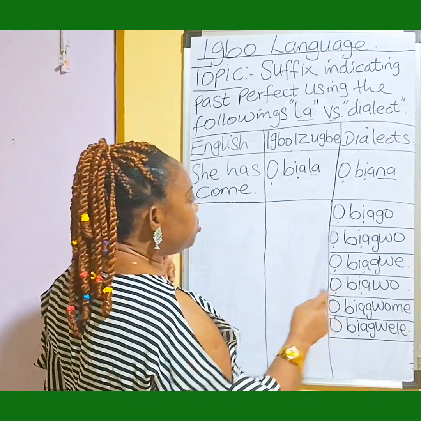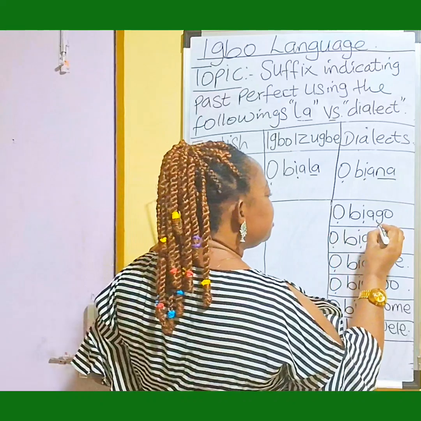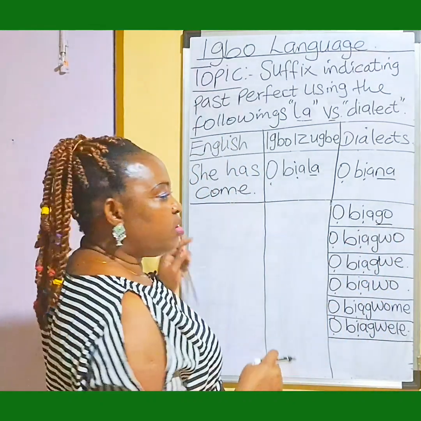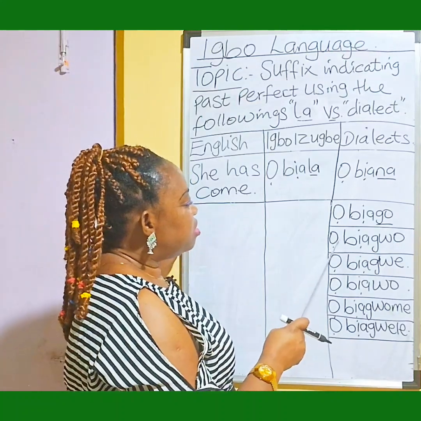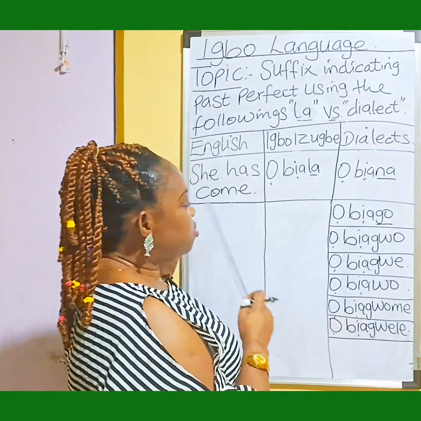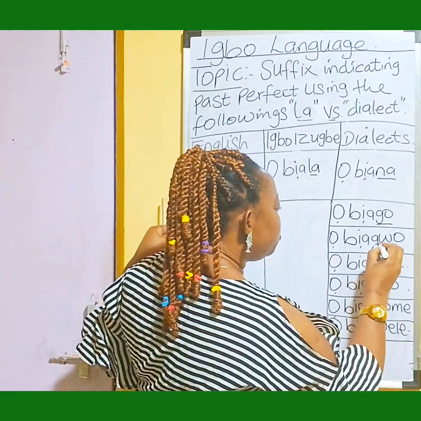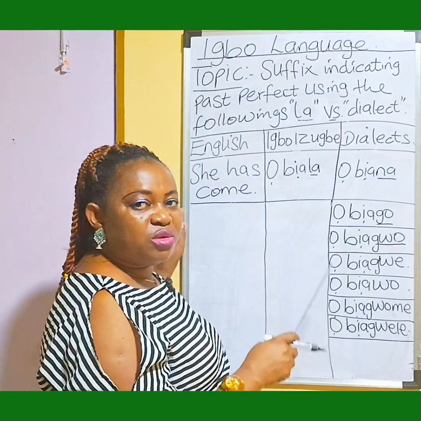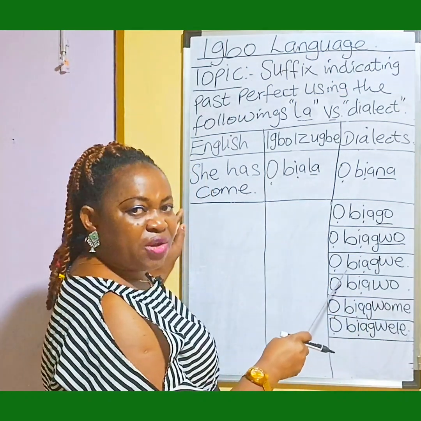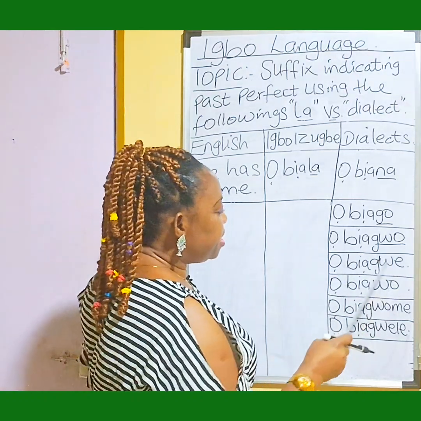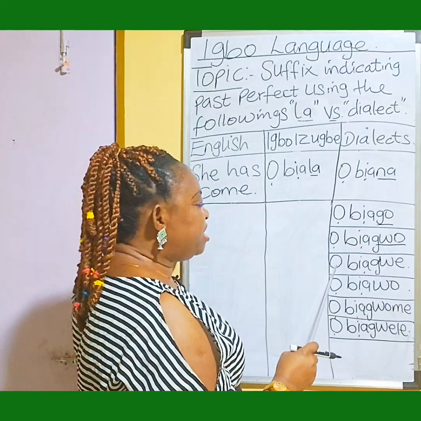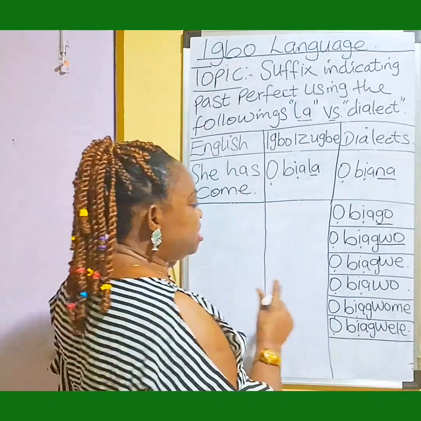The second dialect, Obiago. You have seen another suffix here. Go. The third one, Obiago. Class, say it. Obiago. You have seen that here, wo. That Igbo izugbe says Obiala. This one says Obiago. Another one, Obiagwe. Why is this Obiagwe? Have you seen the changes?